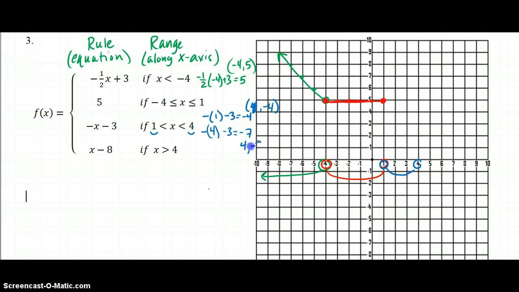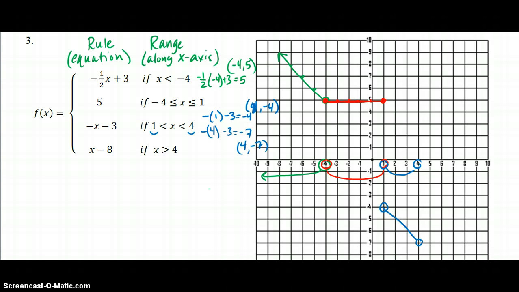and 4, negative 7. So when we plot 1, negative 4 down here, it will be an open circle because it's less than 1. And then when we plot 4, negative 7, it will be down here, and it will also be an open circle because it's just the less than sign without the equals. And then we will connect these two pieces of the graph.